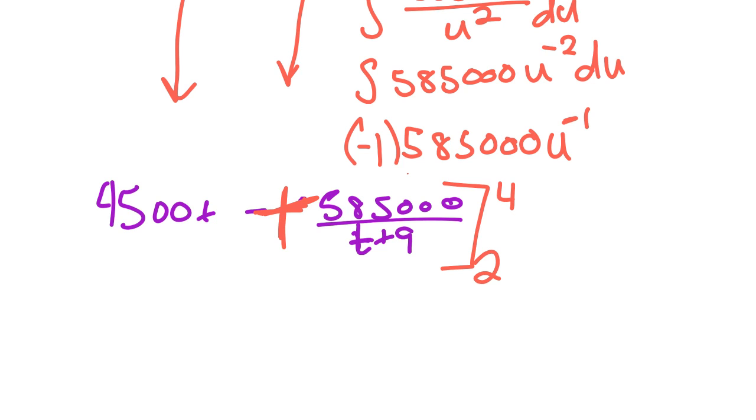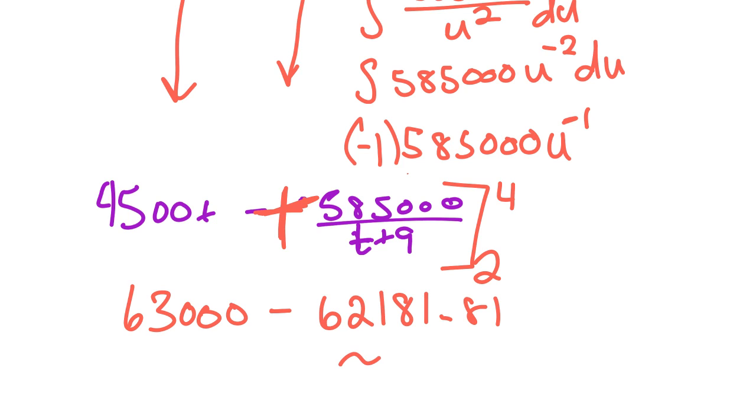I plug in the 4, gives me 63,000. I plug in the 2, gives me 62,181.81. So this is 818. So those 2 weeks, they made 818 calculators.